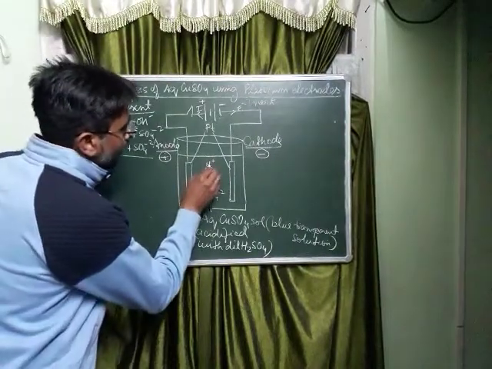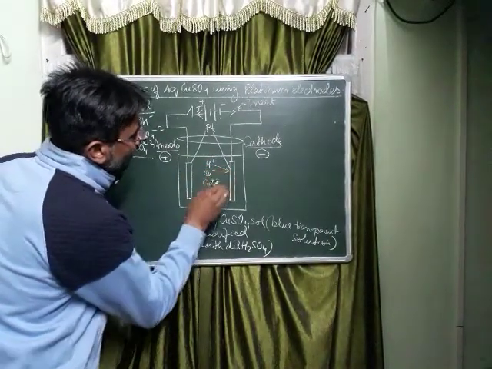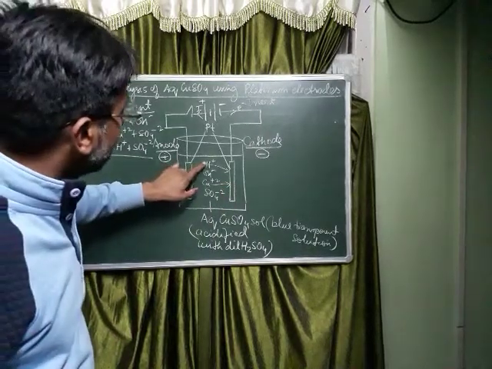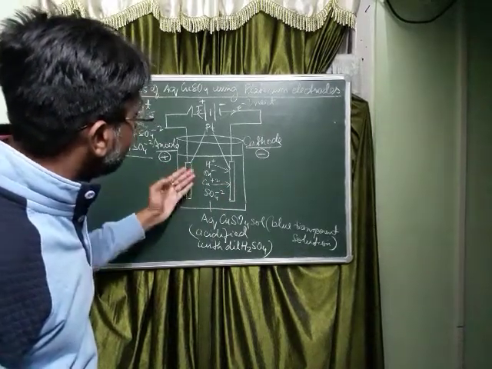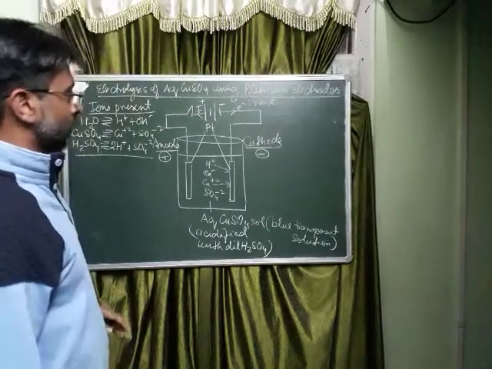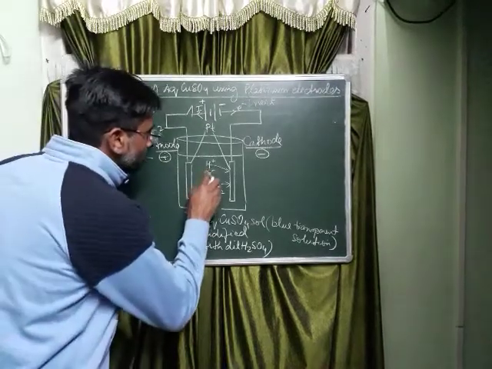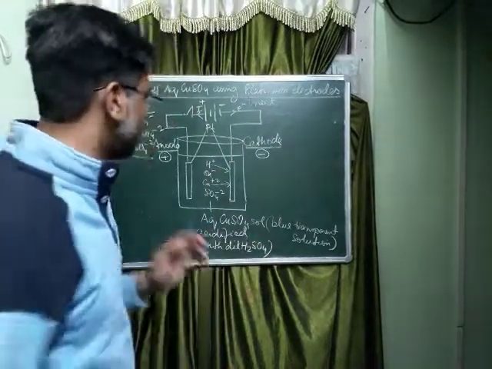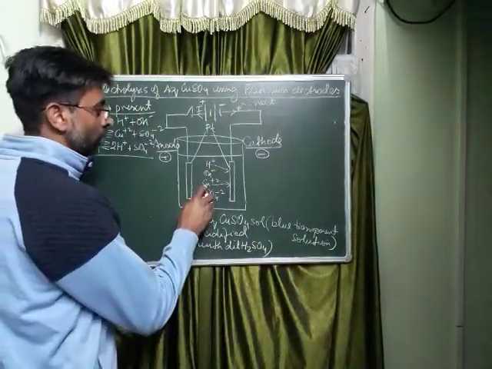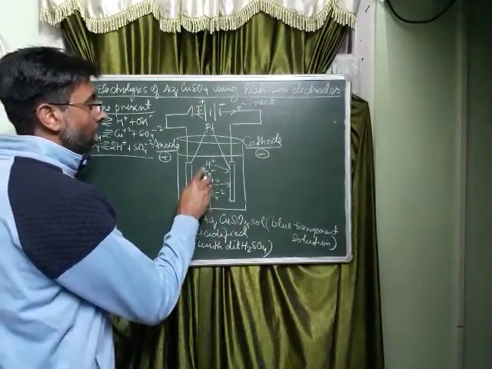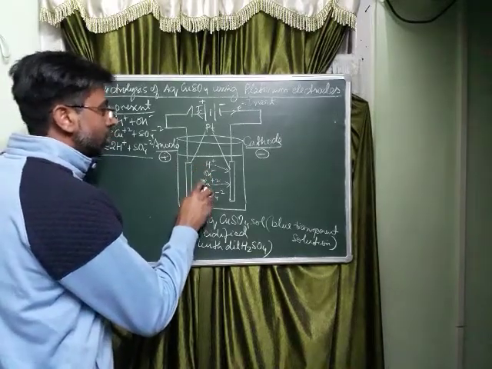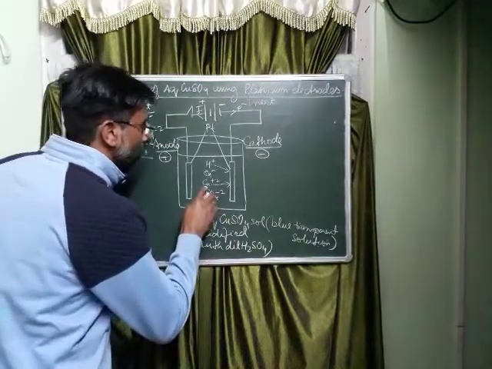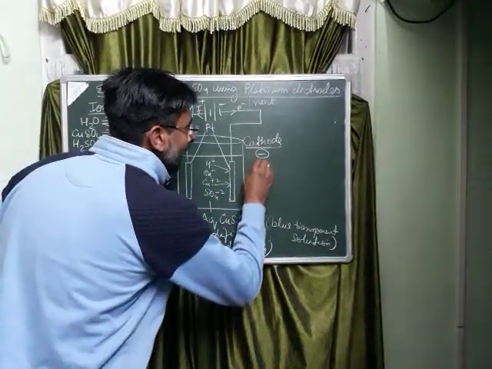Now the cations, which are hydrogen and copper, go to the cathode. Now, amongst hydrogen and copper, which one will discharge? Which is placed lower in the electrochemical series? It is copper. So, since copper is placed lower in the electrochemical series, it is copper which will discharge.